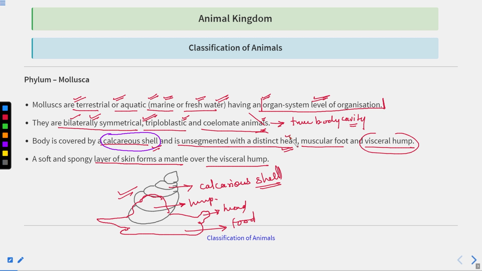That is the head region. Here you can see this head region, and the muscular foot. This region is called the muscular foot. And the visceral hump: over this particular part, this is the visceral hump, right? This hump region is generally covered with the calcareous shell.